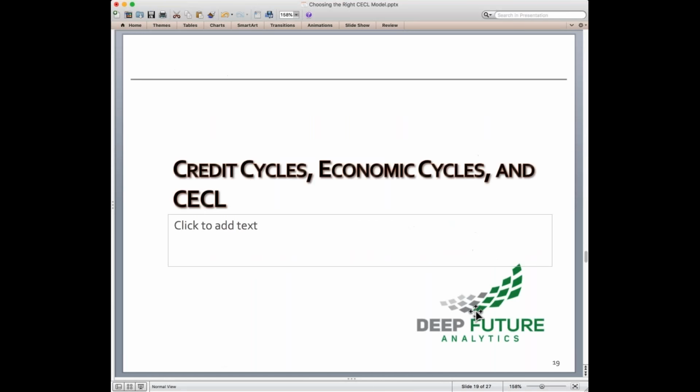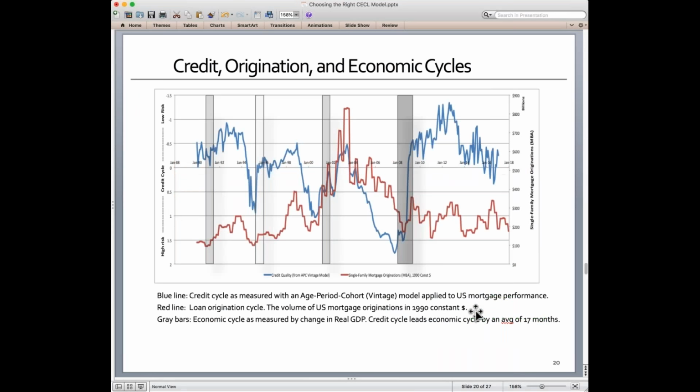Okay, now I want to use my last 10 to 15 minutes here to talk about how these models perform through cycles. And this is really important, and it should be a consideration in choosing certain models. So credit cycles, economic cycles, and CECL. Let me give you a little background.